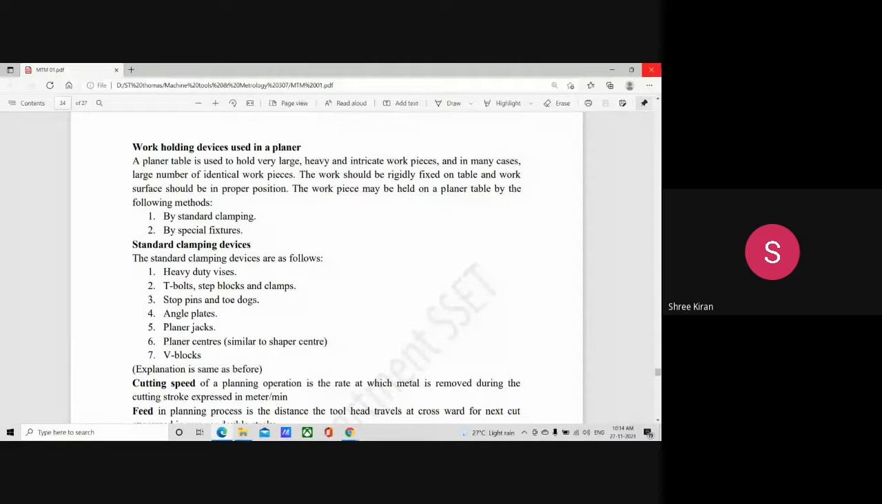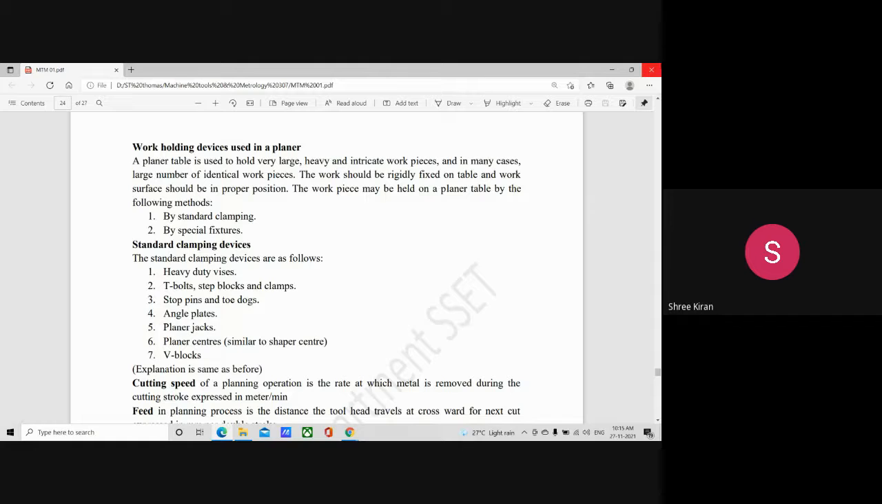It is to hold very large, heavy, intricate shapes. In many cases, a number of identical work pieces are manufactured. Then the workpiece should be rigidly fixed on the table, and the work surface should be in proper position. The workpiece may be held on the planer table by standard clamping or by special fixtures.